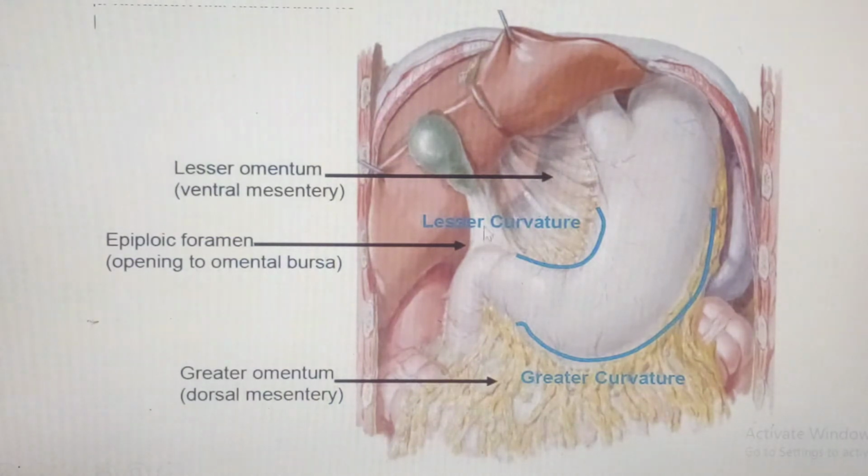And then the thicker portion, which attaches from the liver to the first part of the duodenum, is very thick because it contains the portal triad, namely the hepatic portal vein, hepatic artery proper, and common bile duct. That one is what we call the hepatoduodenal ligament. And the greater omentum has a lot of immune elements, lymphocytes, macrophages, all there to help restrict infections.